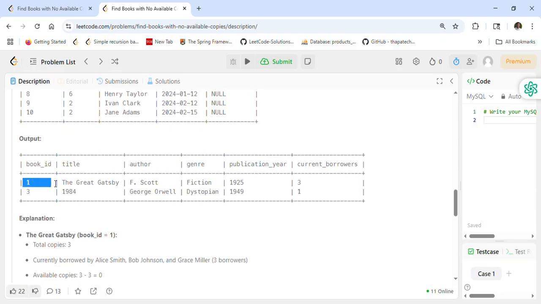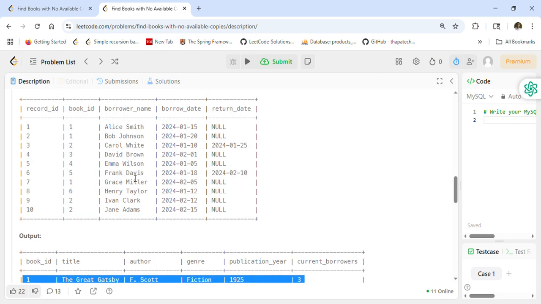So they found that book here, The Great Gatsby, and the current borrowers is 3, because 3 people have borrowed that book, correct? You can see here 3.